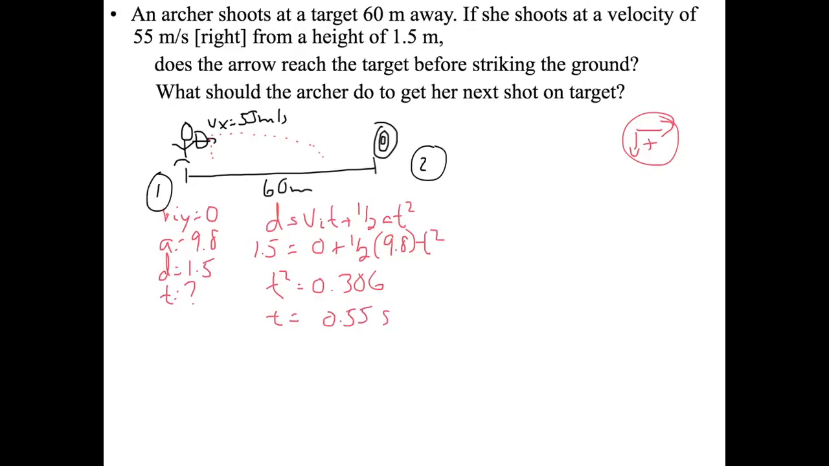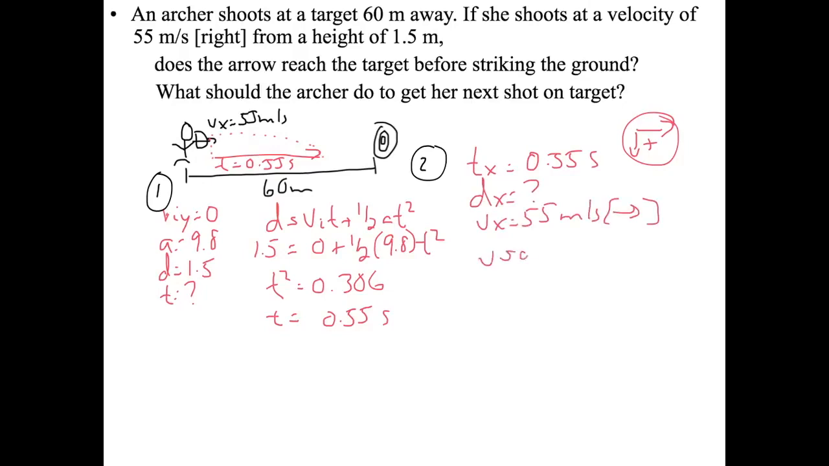Okay. Part 2, we have a little bit of information. In this case, we need to find the horizontal distance. How far does the arrow travel in 0.55 seconds? Okay. So we know tx, which is time, vertical and horizontal, is 0.55 seconds. dx is our question, and Vx is 55 meters per second. V equals d over t. d equals v times t, which is 55 times 0.55, which is 30 meters. So that's how far the arrow actually travels. So the arrow only gets to about right there. Okay, so our real trajectory is more like that.